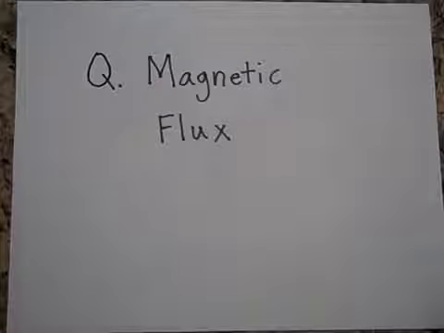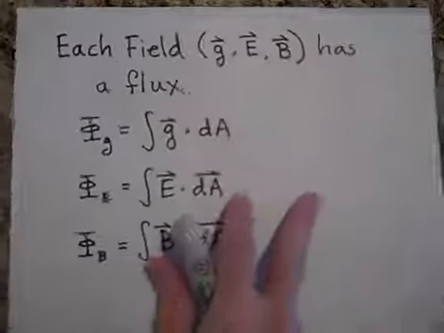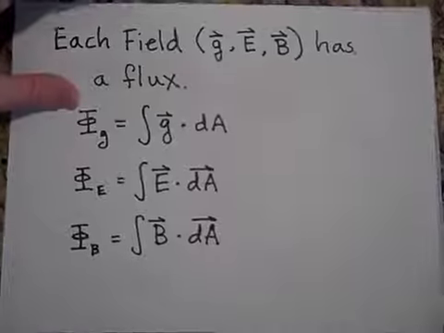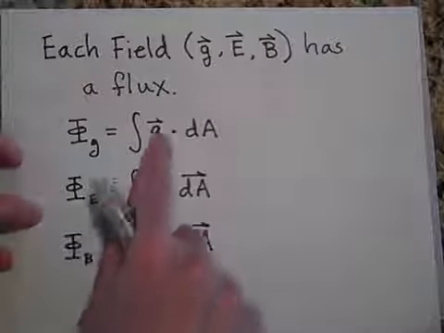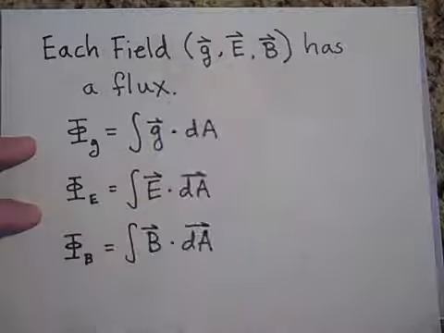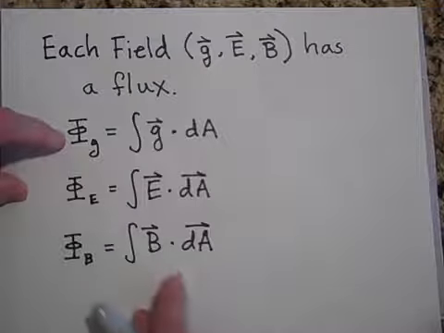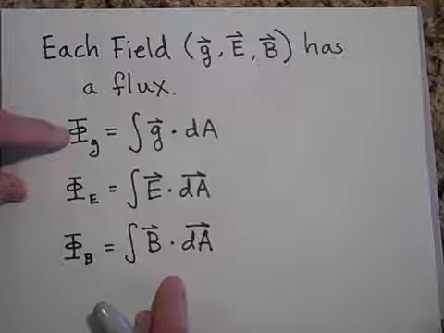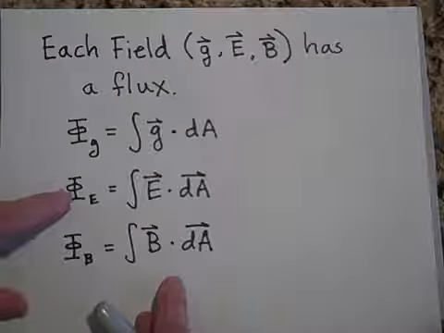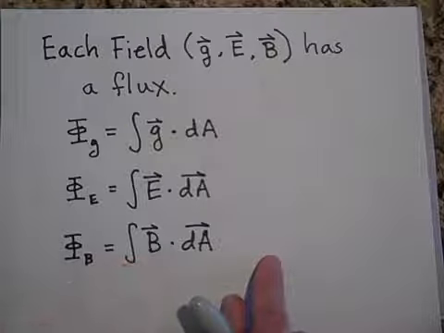Okay, I'd like to tell you about magnetic flux. Turns out that every field that we've studied has a flux attached to it. So here are the three fields we've studied: the gravitational field, the electric field, and the magnetic field. They each have a flux attached to them. Flux we give the symbol phi to, so this would be phi sub g for the gravitational flux, phi sub e for the electric flux, and phi sub b for the magnetic flux.